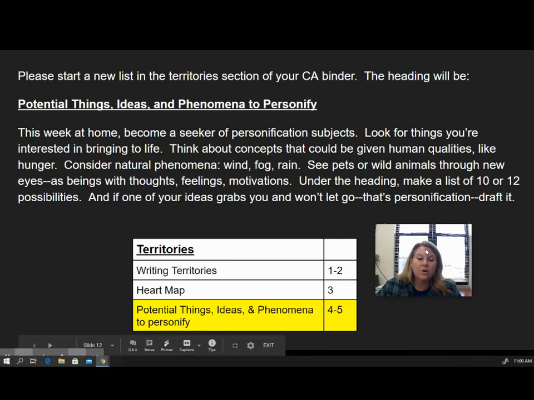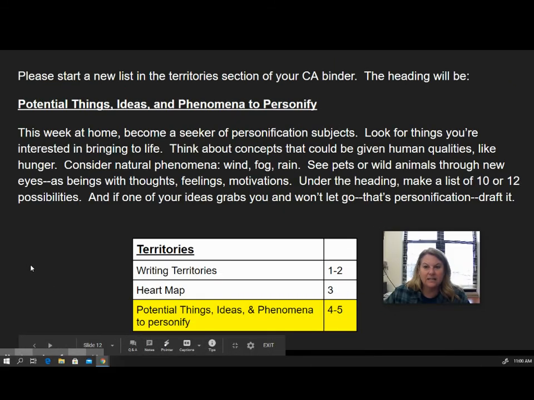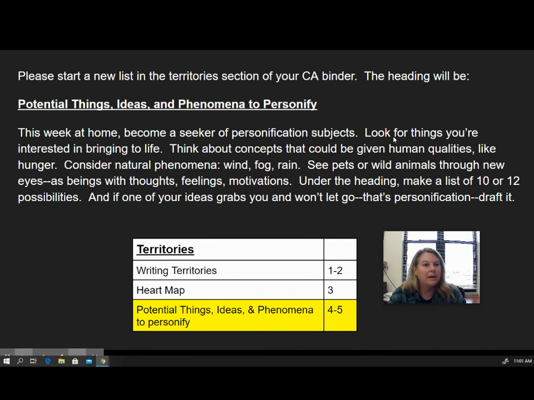All right. So last thing I want you to do today is to start a new list in the territory section of your ELA reference folder. That says CA Binder, but I'm talking about your ELA reference folder. The heading will be Potential Things, Ideas, and Phenomena to Personify. This week at home, become a seeker of personification subjects. Look for things you're interested in bringing to life.